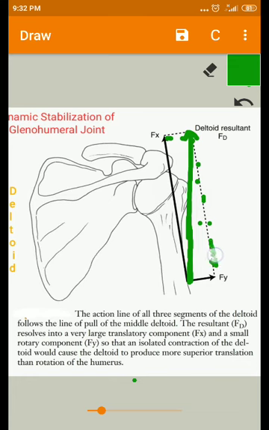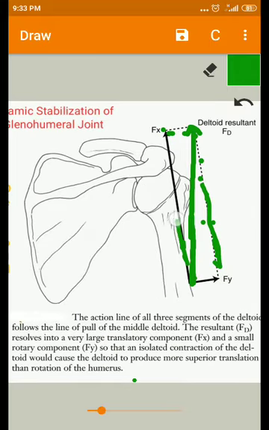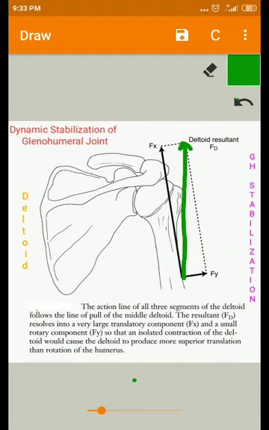This one is Fx, the translatory component, which passes towards the joint, and this is the rotatory component, which acts perpendicular to the line of action. Of these two forces, Fx is the parallel force and Fy is the perpendicular force. Fx acts as the translatory force and Fy is the rotatory component of this resultant deltoid force. In this, the translatory component is greater than the rotatory component.